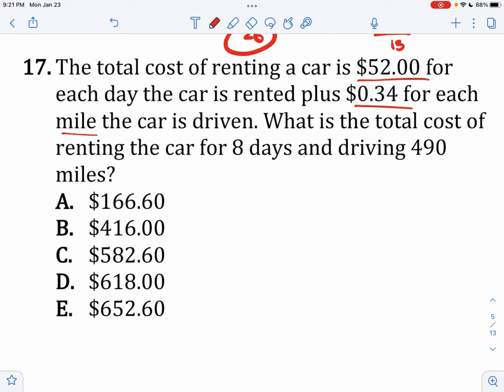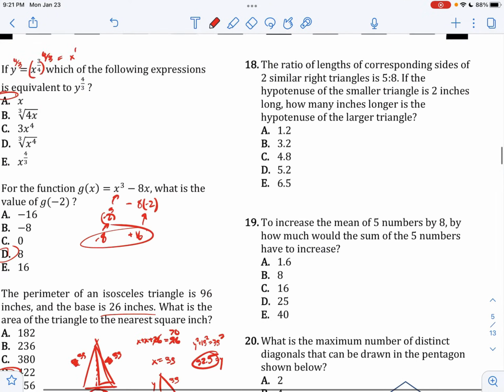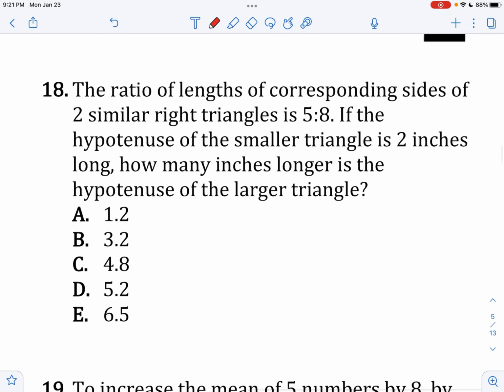Total cost of renting a car is this for each day plus this for each mile. What is the total cost of this many days and this many miles? 490 times the mileage rate plus 52 times the day rate. That's going to give you 490 times 0.34 plus 8 times 52. 82.6.